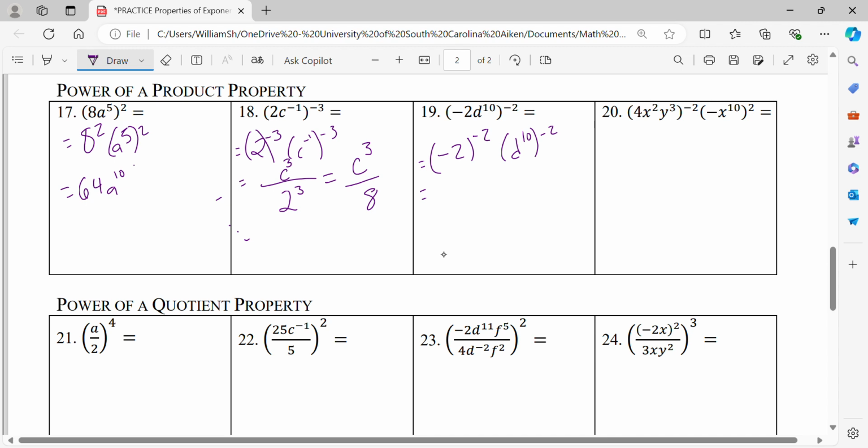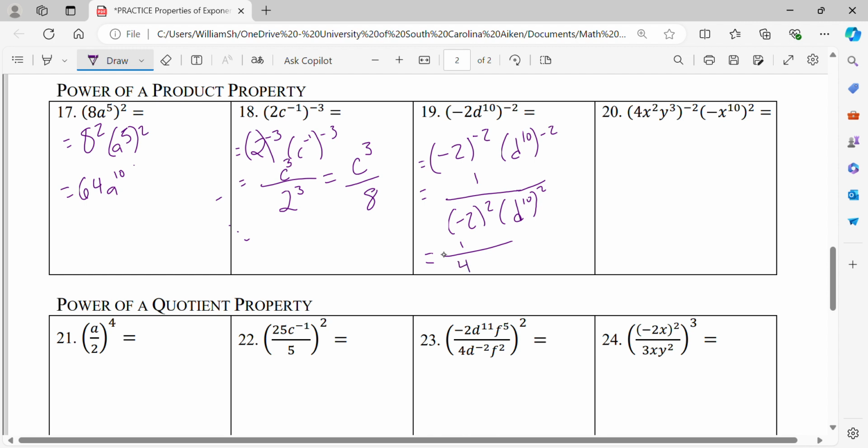Okay? Alright, so once again here, I have this negative exponent. That's something I really don't want to have. The best way to get rid of it is to move everything to the denominator. They're both negative, so I need to move both of them to the denominator. So I'm going to use 1 as a placeholder in the numerator. Alright, that's going to give me negative 2 squared on the denominator times d to the 10th squared in the denominator as well.